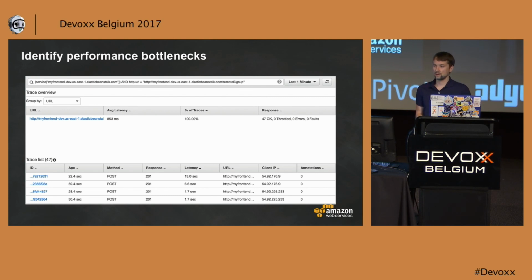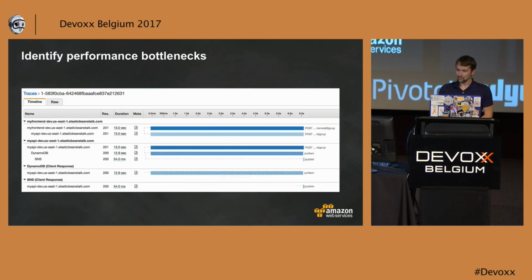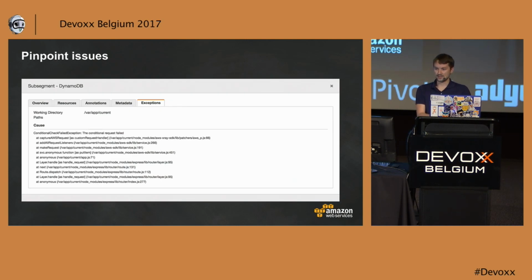I can add filters. So this URL, this remote signup URL, is the one that I want to look at. I have this latency, and then I can look at one of these individual traces, and it says, okay, this took 13 seconds. There was some error somewhere, and when I look at this error, this is what I see. The conditional request failed. So that means, if I can parse the JavaScript here, which I'm sorry, I wouldn't make anybody do that, but we'll do it for the purposes of this presentation. Essentially, I was trying to set something that was already there, and so my condition preventing that from happening was invalid.